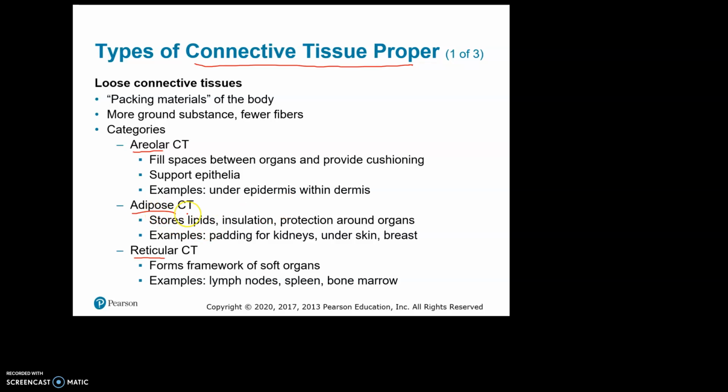Then you have adipose, which is fat tissue, and it's going to be for insulation and protection around organs like the heart and the kidneys. It's going to be found under the skin in the hypodermis or subcutaneous layer, and breast tissue is very fatty, so it's adipose tissue. The reticular connective tissue can be found in soft organs like the lymph nodes, the spleen, the bone marrow, and the liver.